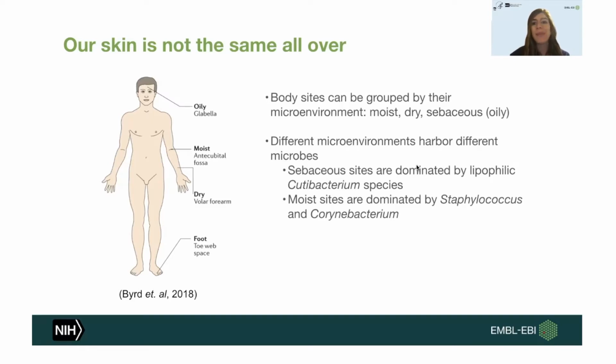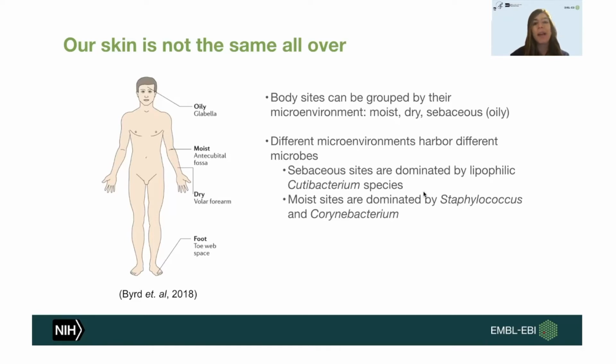We know that, for example, our face is oily, our elbow creases are moist, and our forearm is dry. This is important because these different microenvironments, oily, moist, and dry, tend to harbor different microbes. Sebaceous sites are dominated by the lipophilic Cutibacterium species, while moist sites are dominated by Staphylococcus and Corynebacterium species. These are microbes that really thrive under humid conditions.